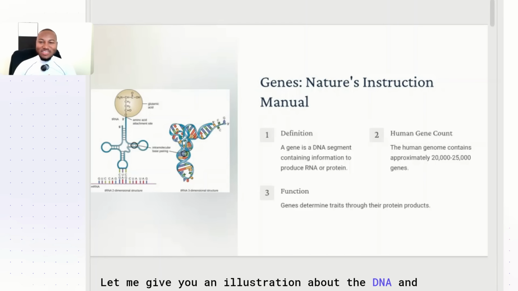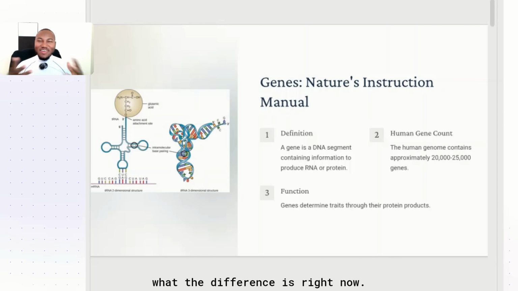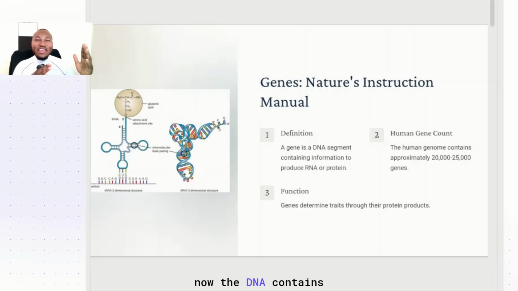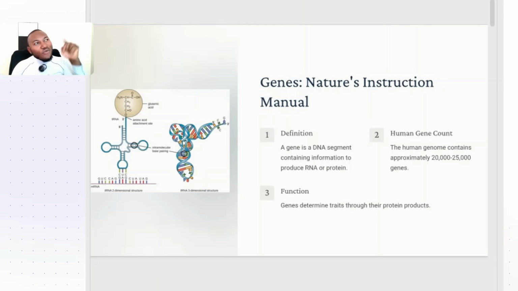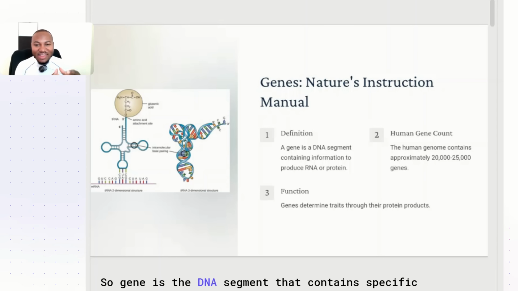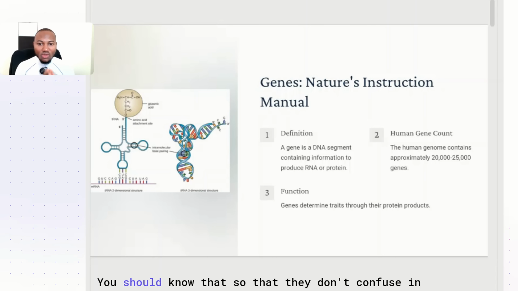Let me give you an illustration about the DNA and the genes, what the difference is, right? Now, think about it. Maybe you want to cook a very special dish. Let's say jollof rice, Nigerian jollof rice, right? Now, the DNA contains the menu, the recipe, everything for all dishes. But you are specific about Nigerian jollof rice. So what do you do? You go to the DNA and look for the segment that talks about the Nigerian jollof rice. That segment is known as a gene. So a gene is the DNA segment that contains specific information to produce a specific RNA or protein. You should know that so that they don't confuse you in the exam hall, right?